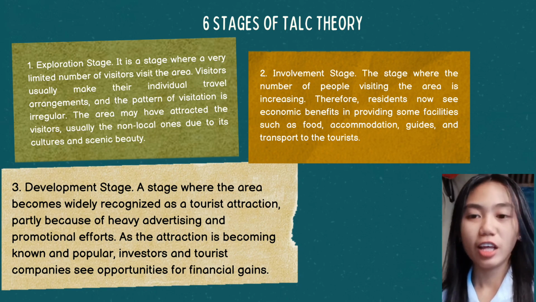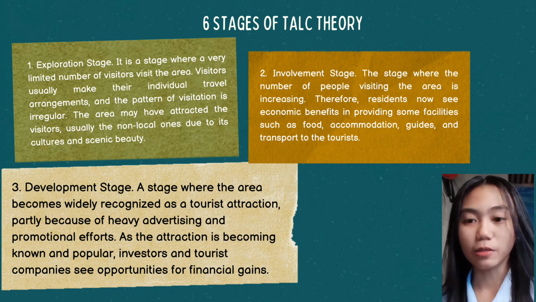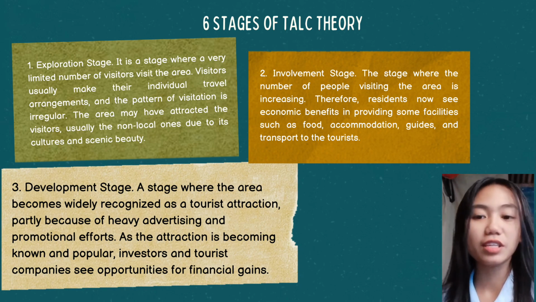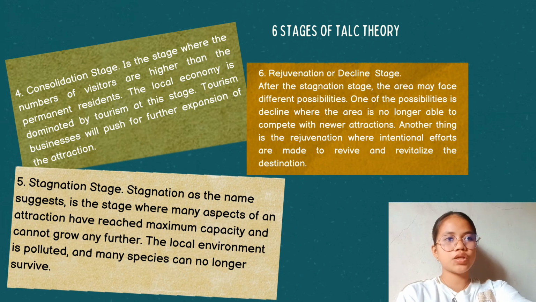At this stage, the number of tourists increases rapidly at the destination, and infrastructure develops rapidly because the local government also participates to attract more tourists, so they have heavy advertisement. The destination undergoes significant development to cater to the increasing demand for tourism services, where visitor numbers continue to rise and the destination becomes more established. Consolidation is a stage where the number of visitors is higher than the permanent residents.